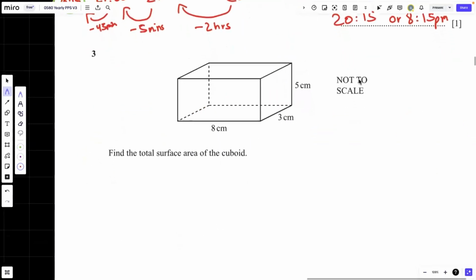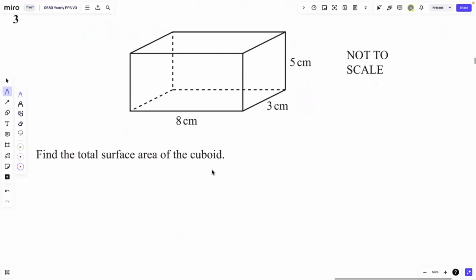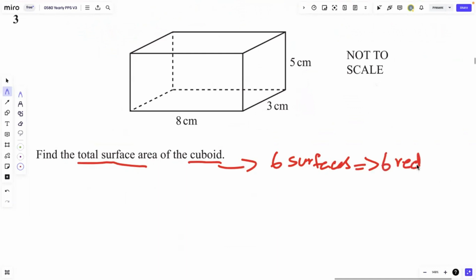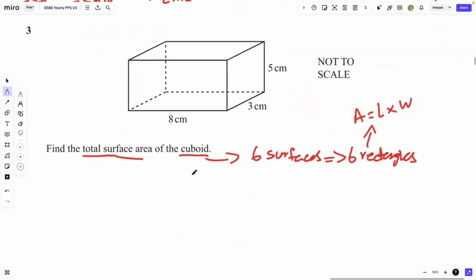Let's move on to the next question. If you're given a cuboid and we're supposed to find the total surface area. So a cuboid has 6 surfaces. And in other words, it actually has 6 rectangles. And the area of a rectangle is length into width. So we're supposed to just manually find the areas of all the 6 surfaces and we get the total surface area.